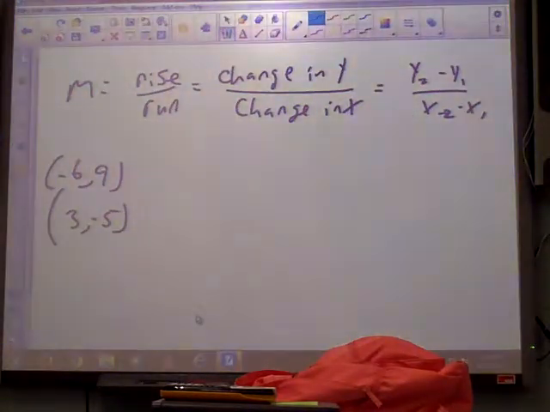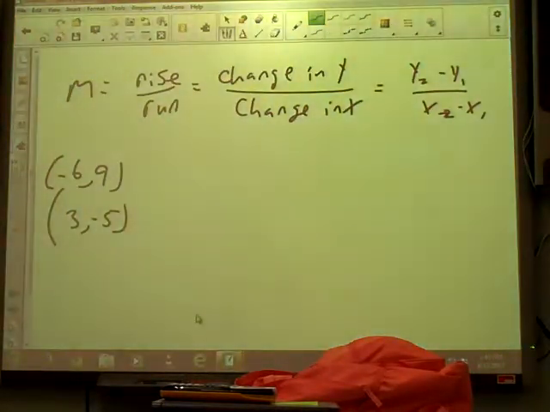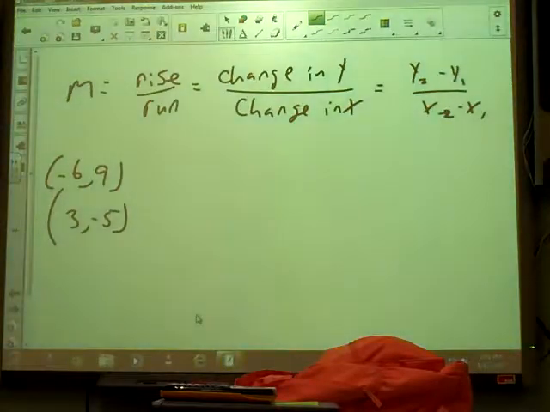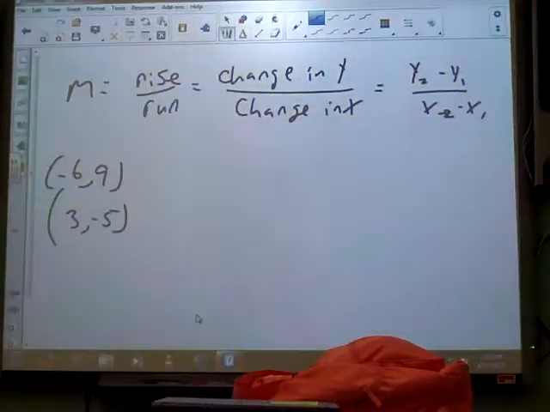So that's how I decide. I do however they gave it to me. If I got a graph, heck, rise over run, no problem. If I got points, plug them into the equation. If I have an equation, that's when we're going to see in a second. That's when it gets a little iffy on what we want to do.